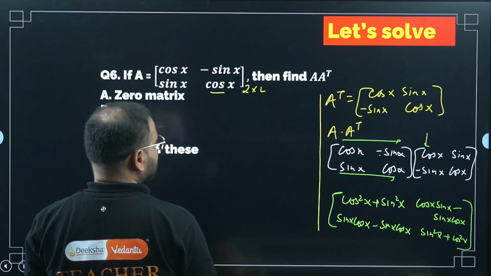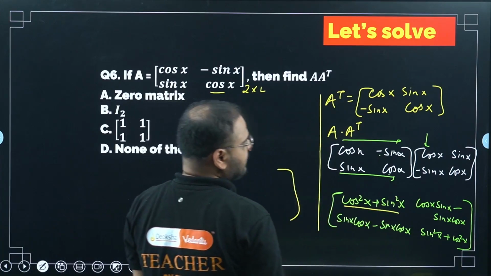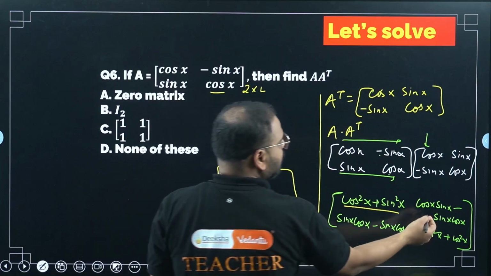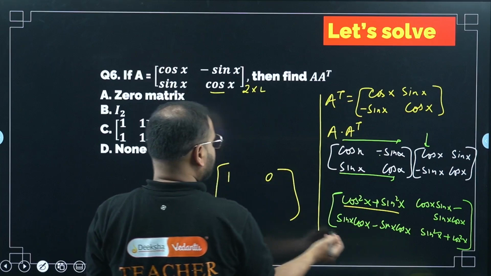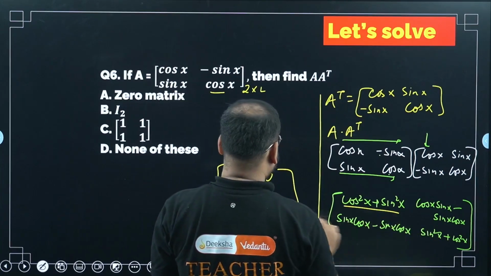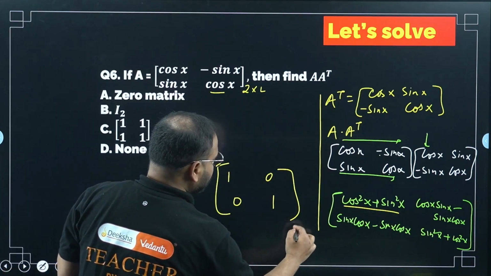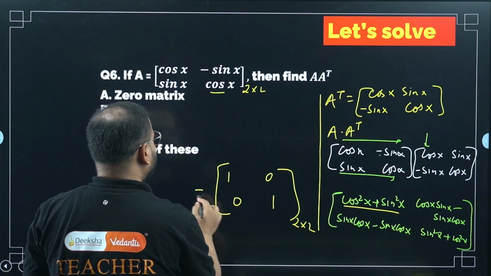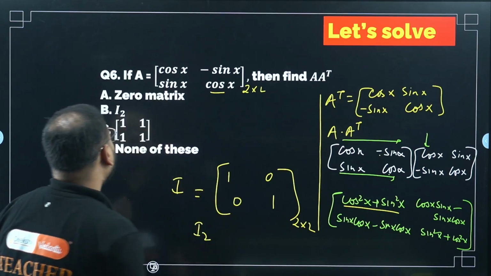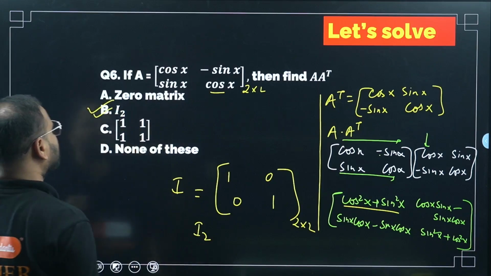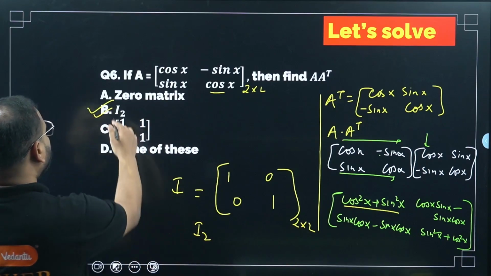What is the result? Check the result here. This is 1, by the identity sin square x plus cos square x is 1. This is 0: cos x sin x minus sin x cos x. Sin x cos x minus sin x cos x, again 0. Sin square x plus cos square x, again 1. What is the answer? 1 0 0 1. This is a 2 cross 2 matrix and this is the identity matrix, right? Only diagonal elements are 1, rest all are 0. So I can write this as I2. The option is B. So it is the identity matrix of order 2, a square matrix, so that's why I2 is the correct answer.